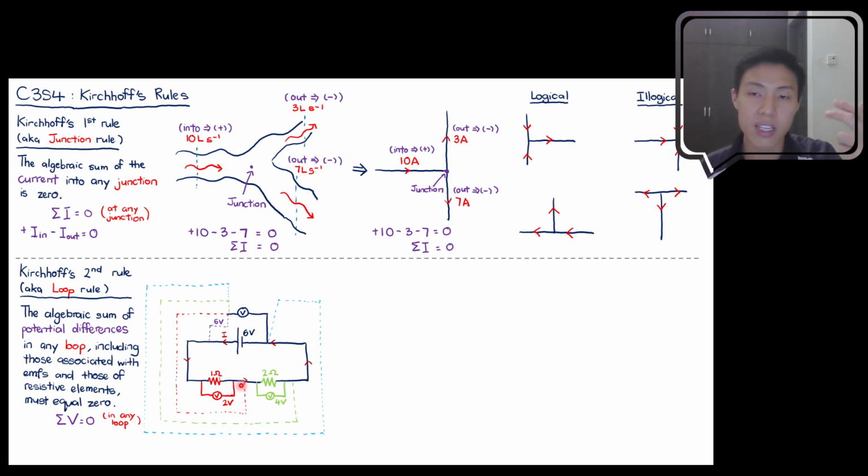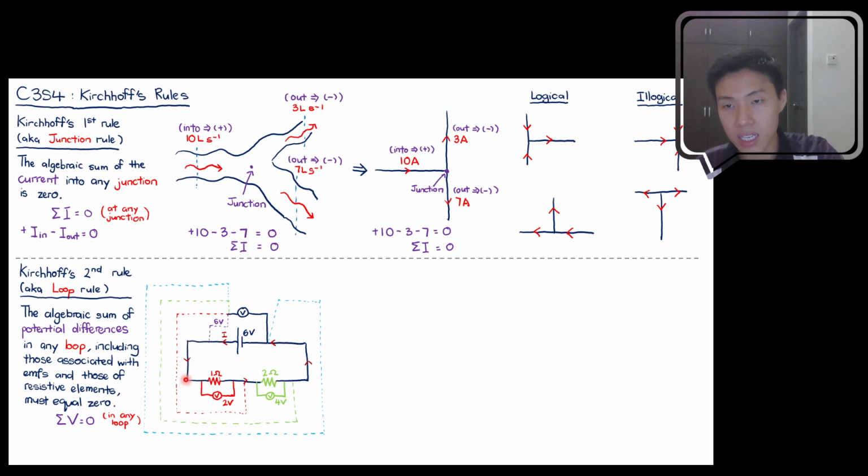From a charge's point of view, the charge will receive 6 joule of energy from the battery because it goes from the low potential terminal to the high potential terminal. So it experiences a gain in energy, and there will be a positive 6 volt potential difference over here.